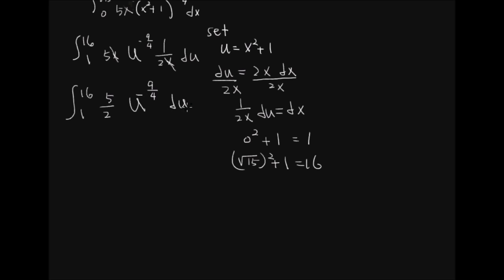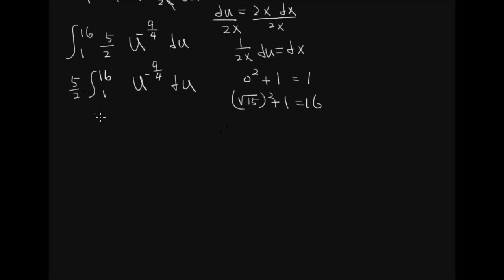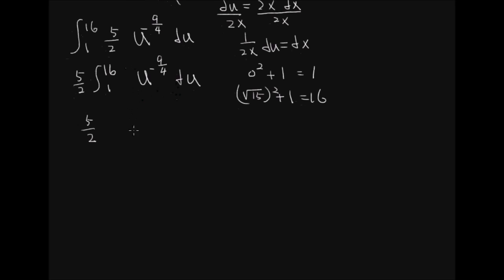du. Then next step, we can take this constant number outside of the integration sign. So 5 over 2 outside, still from 1 to 16, u to the negative 9 over 4 power, du. Now we simply go ahead and do the antiderivative. So how do we do that? 5 over 2 outside, then we need to use u.